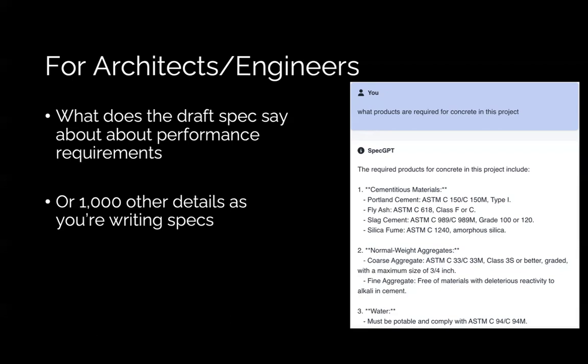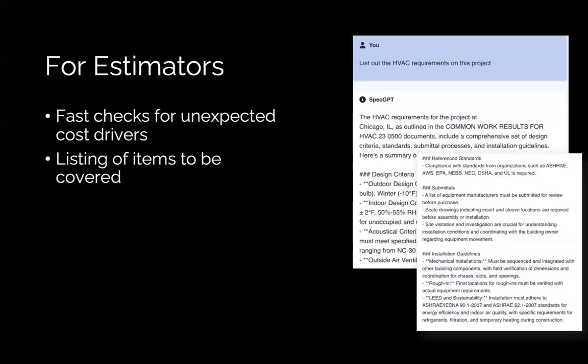You think about the job of a spec writer for sure. A lot of that is research and cross-referencing this and cross-referencing that. So having this as the ability to navigate documents is a big deal. Again, the 1,000 other details as you're writing specs. Now, for estimators, you can imagine fast checks for unexpected cost drivers. Here's an example where a knowledge base might make sense. We've done some work with gotchas that can be found in Division 1, for example. It's not a complete list because there's no such thing. What it does, though, is get you started and give you things to think about.